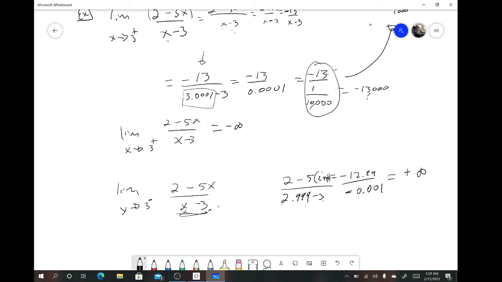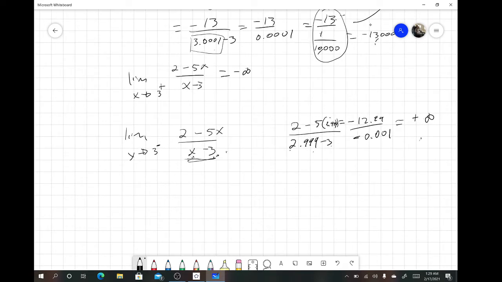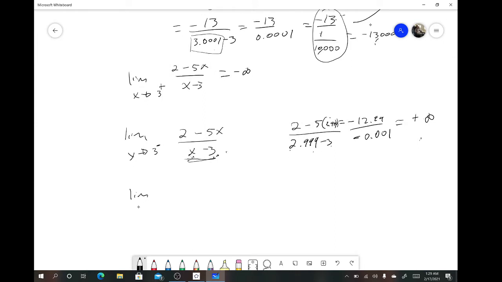You could check this out numerically. You could pick test points and make a table, and you will see that the values are going to be increasing and tending to the positive side. So here we could say that the limit as x goes to 3 from the left side of (2 minus 5x)/(x minus 3) is equal to plus infinity.